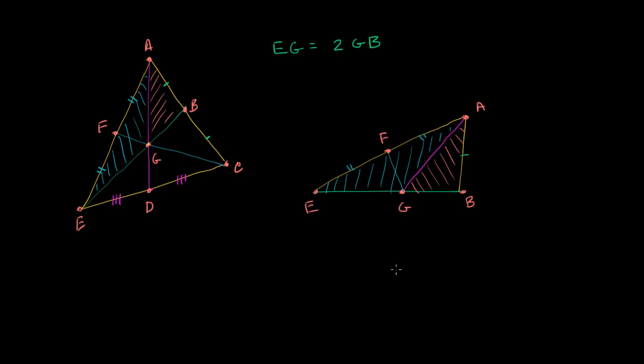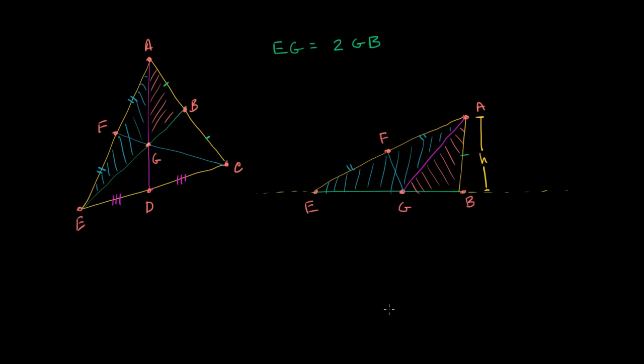Now, they both have the exact same height. If you view EG as their base, or I guess their shared base, they don't have the exact same base. The smaller orange triangle has GB as its base. The larger blue triangle has EG as its base, but they definitely both have the same height or altitude when you draw it this way. So their height in both cases is this right over here.